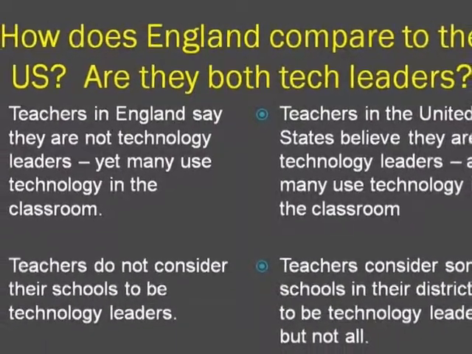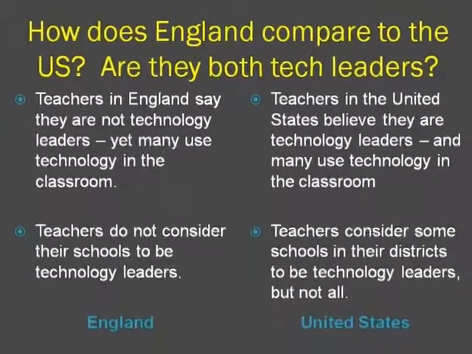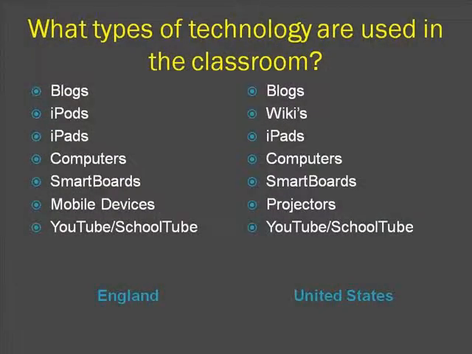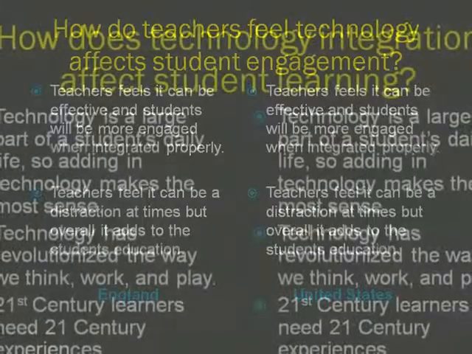Teachers in both England and the US use technology within their classrooms, but their perception is different, as teachers in England do not feel that they are leaders, whereas teachers in the US believe they are. If we compare technologies used in England versus those in the US, you can see many of the technologies are the same. Equally, in both countries, teachers feel technology can be highly effective when used properly, and equally, teachers feel it can be a distraction, but that ultimately, it adds to a student's education.